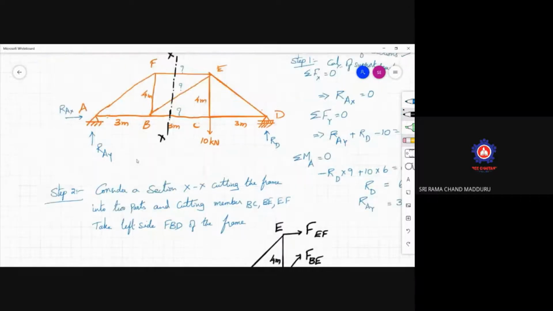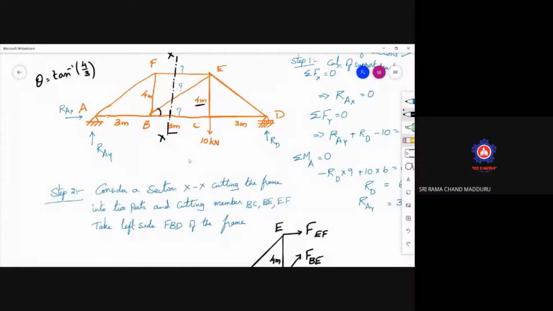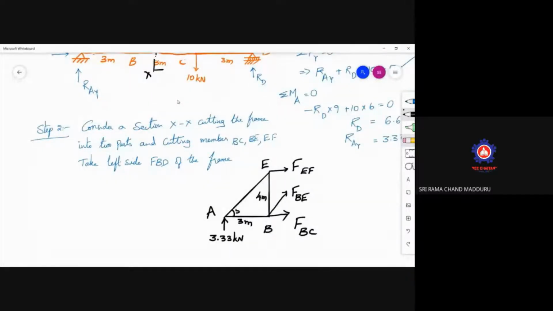Now you can tell me what is the angle made by the member BE. The opposite side is 4 meters, the adjacent side is 3 meters. So theta is nothing but tan inverse of 4 by 3. What's that value, tan inverse of 4 by 3? 53.13. Good. So the angle is 53.13, and here also it is 53.13. Now just understand, what is the other part of this? In the other part, you need not draw this one, but I'm drawing the dotted lines of this.